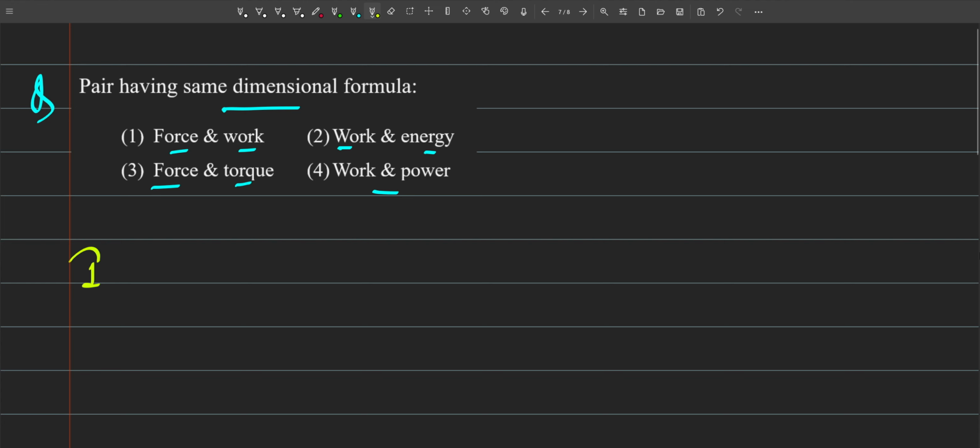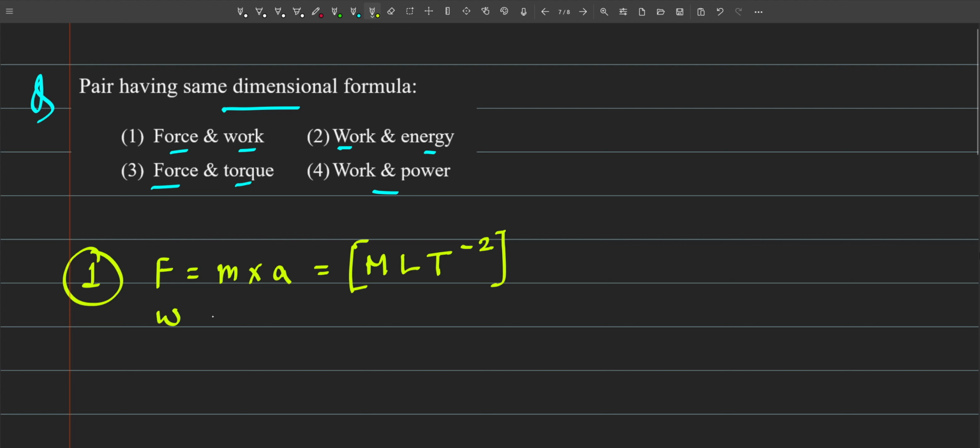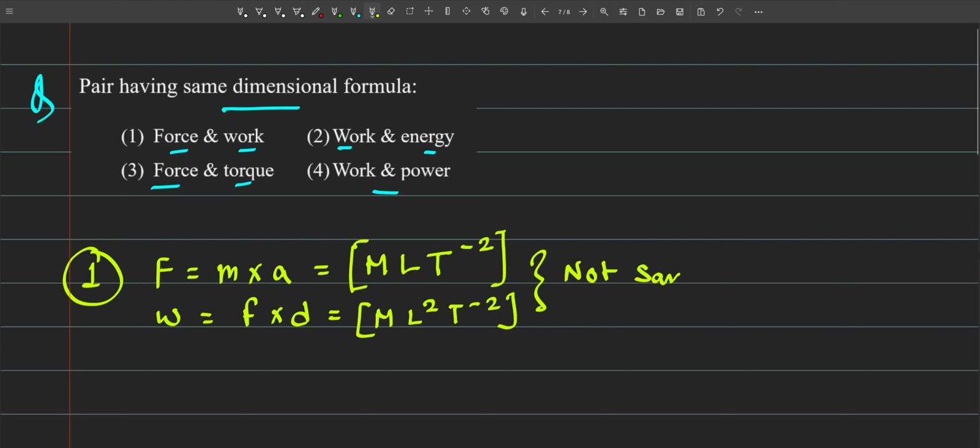Let's go with the first option, that is force and work. So force is basically mass into acceleration. So the dimensional formula is M. Acceleration is meter per second squared, so MLT to the minus 2. This is going to be the dimension for the force, and work is basically force into displacement. So this is going to be ML squared T minus 2. Okay, so these two are not the same. So this cannot be our option.